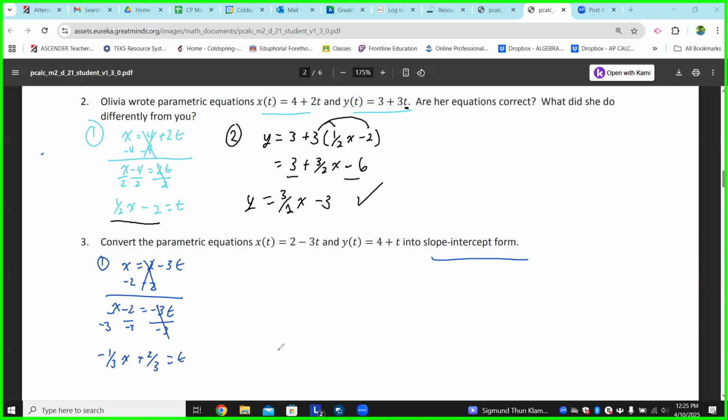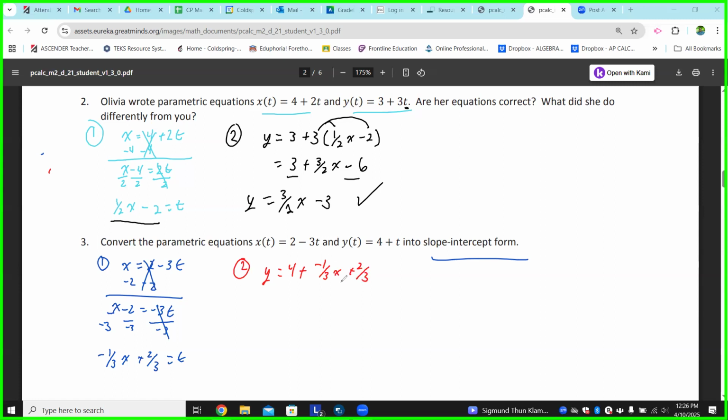Plug it in. So everyone was good at this point, but then when we plugged in, the fractions came in, and man, those darn fractions. A -2 and a -3 will produce a positive 2/3. If the denominator and the numerator are both negative, it'll always be positive. All right, so now y equals 4 plus, I'm going to plug in my t. So that's going to be negative 1/3 x plus 2/3.